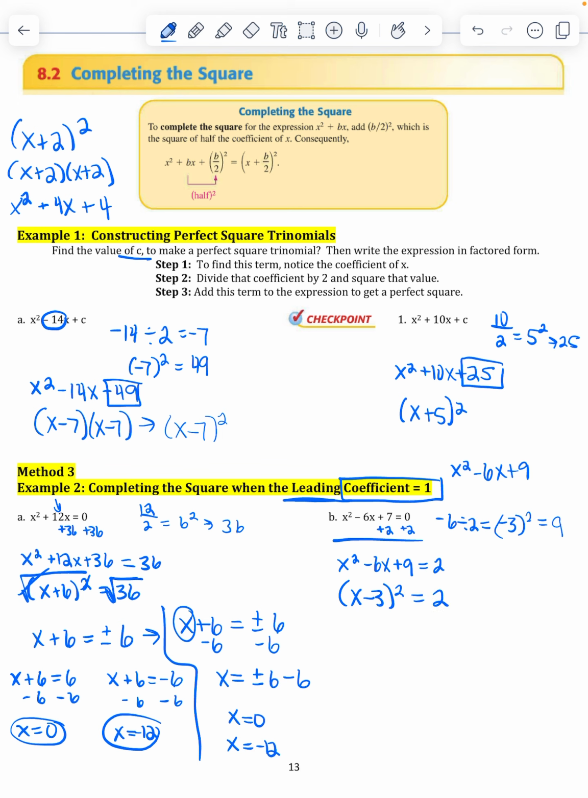Use the square root method. Square root this, square root that. We get x minus 3 equals, careful, positive and negative square root of 2. Now again, it's up to you how you want to go about it. If the second method makes more sense to you, you can just do this. Add 3 to both sides. And you get that our answer would be 3 plus or minus the square root of 2, which means my two answers are 3 plus the square root of 2 and 3 minus the square root of 2.